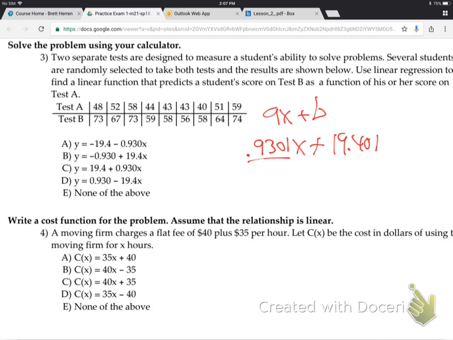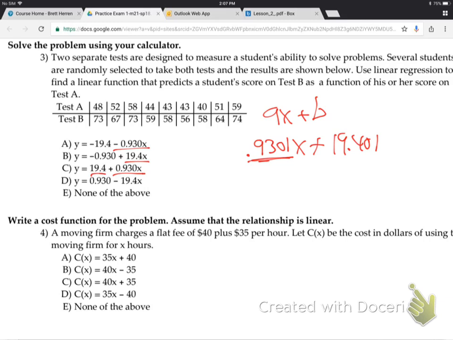Which has a 0.93 next to x? That has a negative 0.93. That's not it. That has a 19. That's not it. That has a 0.930 next to x. Beautiful. And a 19.41.